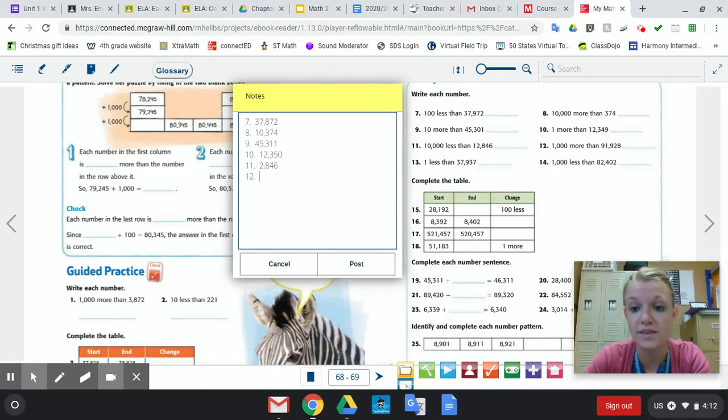Number 12, 1,000 more than 91,928. 91,928. And we're adding 1,000 because they want more. So find the thousands place and underline it. Okay, you should have underlined the 1. And we want 1,000 more, so we need to add 1 to this place. There's a 1 in this place, so when I add 1 to 1, I get 2. So my final answer is 92,928.